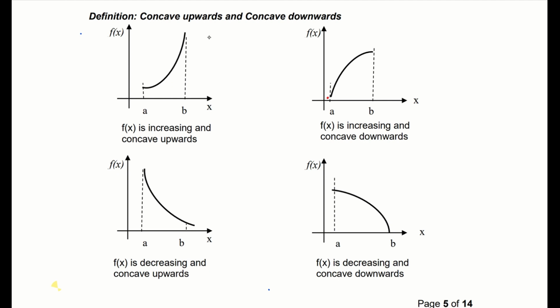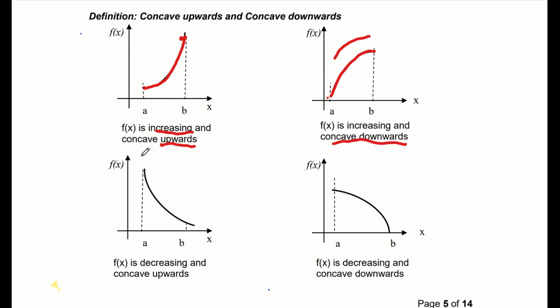From point A to point B, the graph is increasing and the concavity is upward. What about the second graph? For the second graph, the function is also increasing, but the graph is concave downward. Why downward? Because the graph bends down like this.